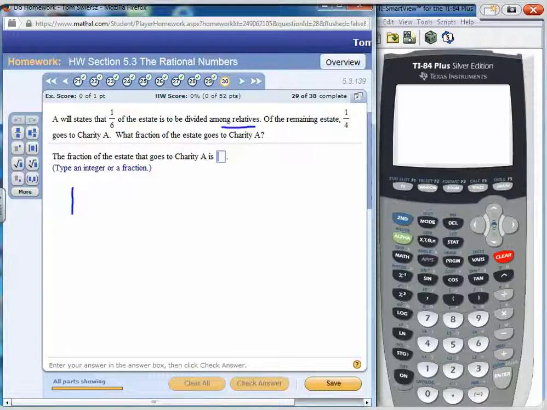So to find out what's left after the relatives get 1/6, we're going to subtract 1/6 from 1. Common denominator, you can write 1 as 6/6. So 6/6 minus 1/6 is 5/6. So now what's left is 5/6, but of the remaining estate, 1/4 goes to charity A.